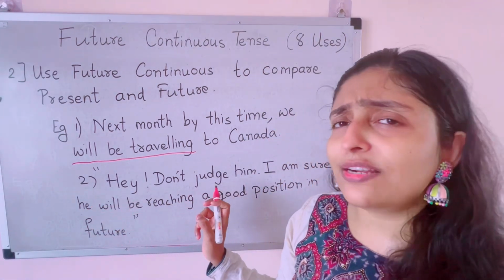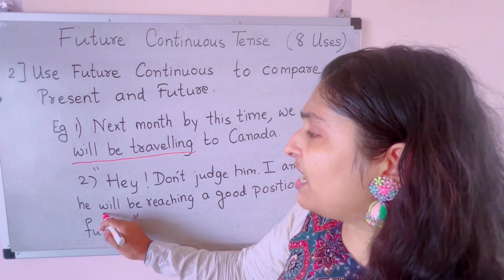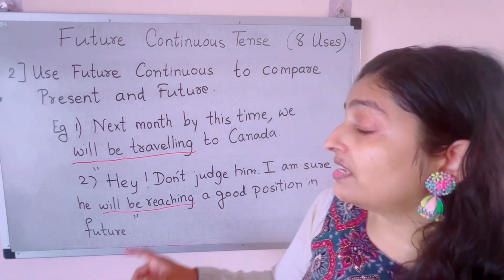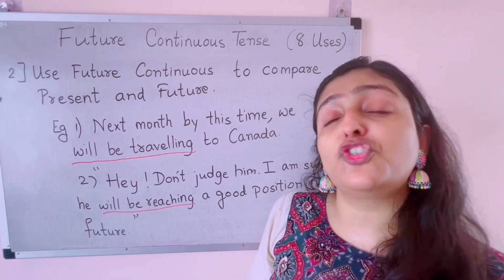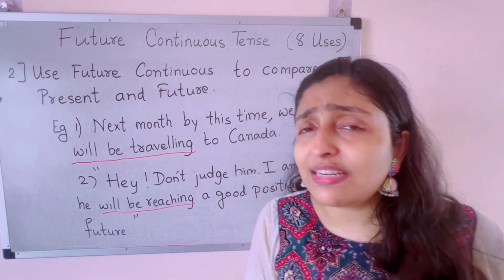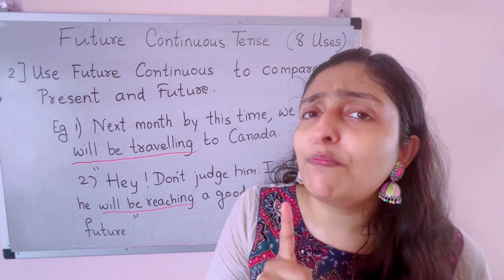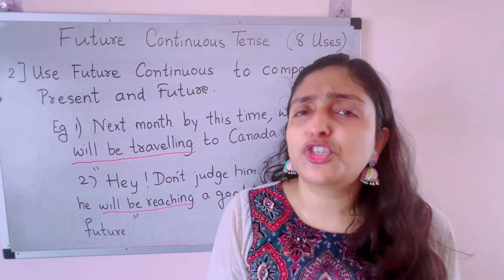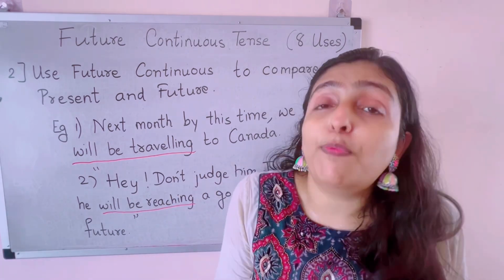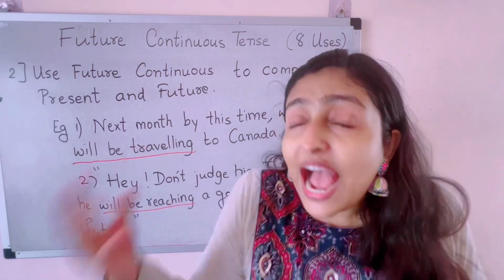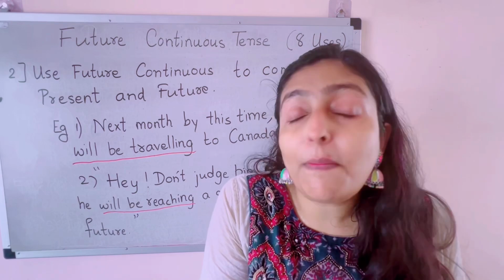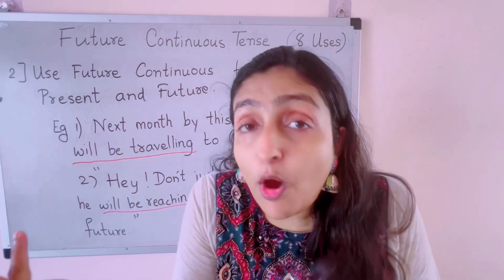Hey, don't judge him. I'm sure he will be reaching a good position in the future. Again, look here. He will be reaching a good position in the future. If I wanted, I could have said, hey, don't judge my brother. He will reach a good position. It would become just an assumption. It would become a hypothetical statement. But I cannot make a claim to my brother's future or career just on the basis of assumption or hypothesis.